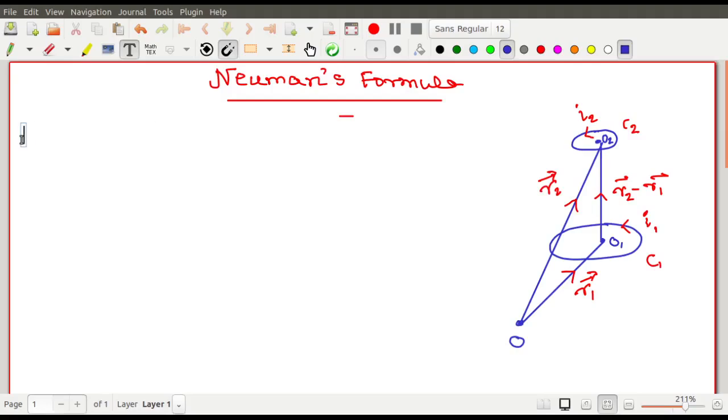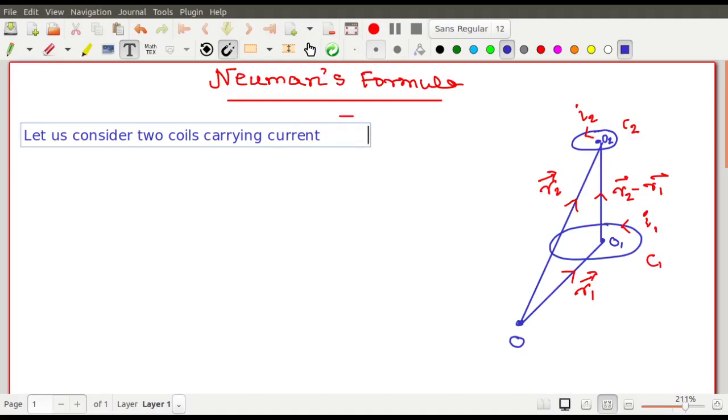Let us consider two coils carrying currents I1 and I2 respectively. The coil C1 will produce a magnetic field B1, right? So coil C1 টা কি করবে?